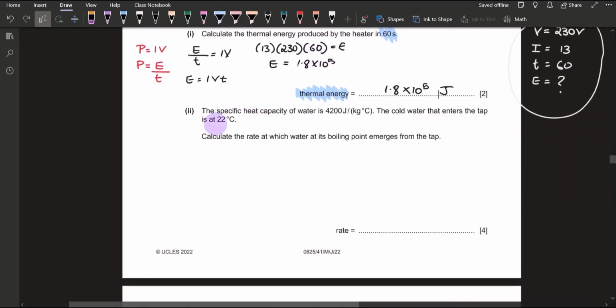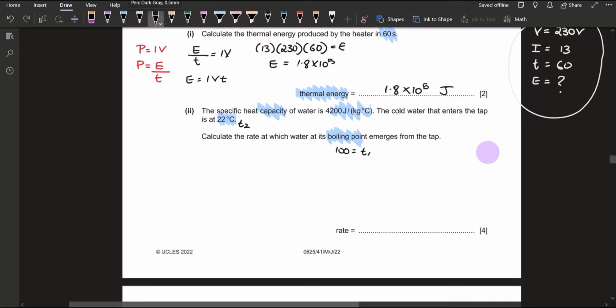Part 2 says the specific heat capacity of water is this. The cold water that enters the tap is at this many degrees Celsius. Calculate the rate at which the water at its boiling point emerges from the tap. So what they give us in this question is the value of C, which is capacity, and T2, which means the temperature at point 2. And we have the initial temperature as well, which they mentioned in the question here, which is the boiling point. So our T1 is going to be 100 degrees Celsius.